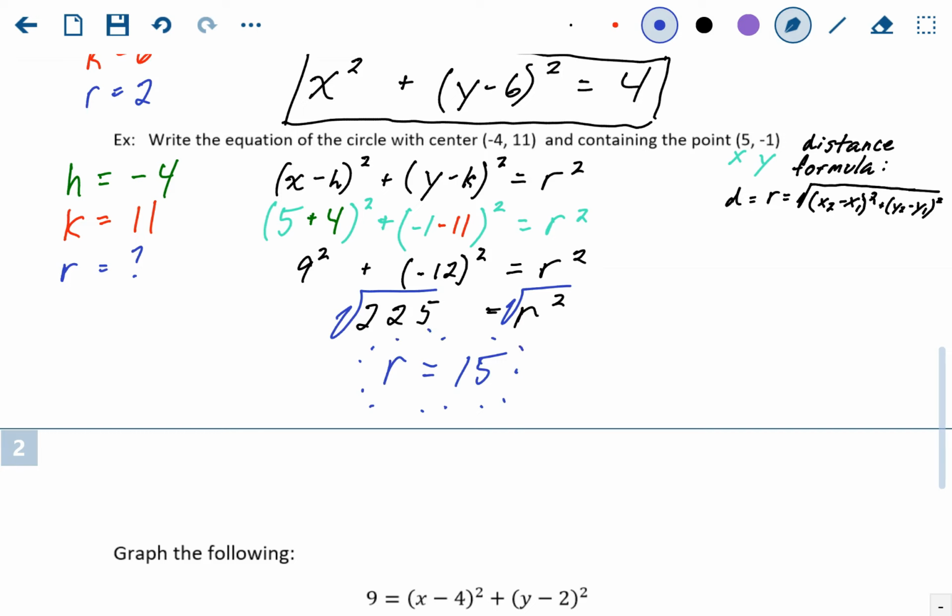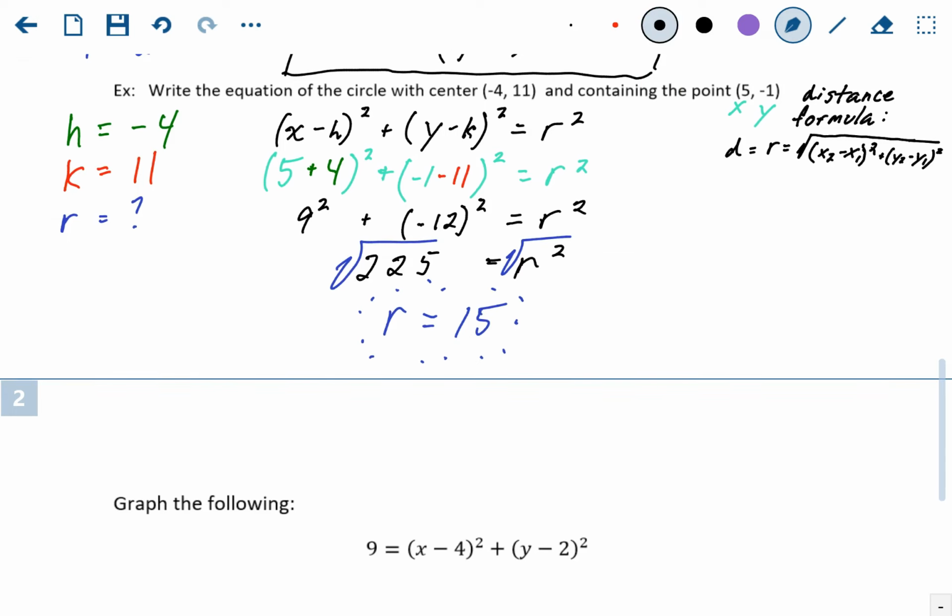But the problem said to write the equation. So we're going to write the equation now, just plugging in the values that we know. We go back to the formula. Now remember, the actual formula needs to have x in there and y in there. We just subbed those in because we weren't writing the formula. We were trying to find the radius. So it's going to be x plus 4. It's basically the exact same thing we already wrote except for these bright blue parts. Plus y minus 11 squared equals the radius squared. Now again, the radius is 15, but the radius squared is 225.